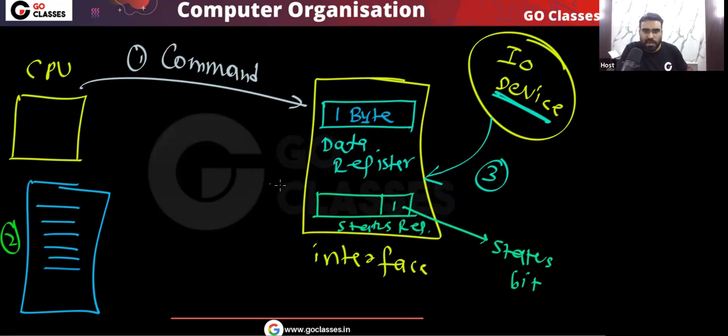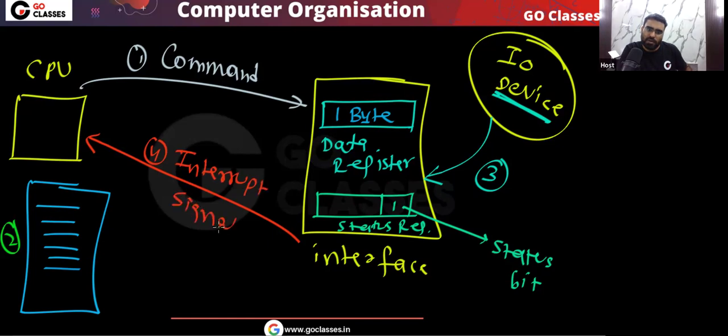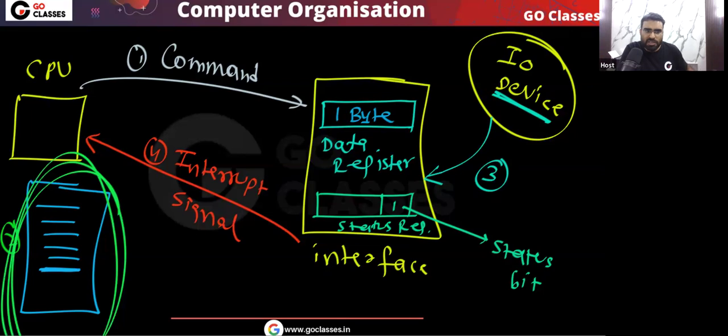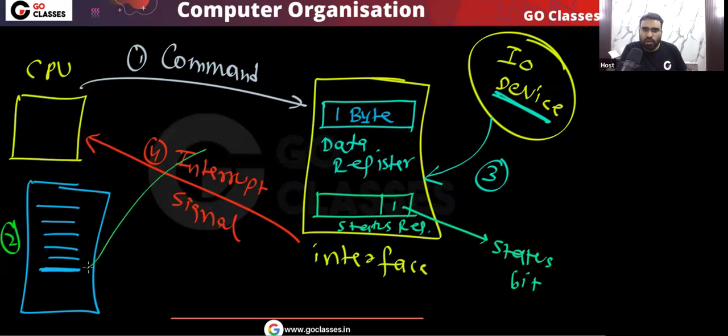Now what is the next step? The fourth step is that this interface will send an interrupt signal to the CPU. Now what will the CPU do? The CPU will execute the current instruction completely. After that, the CPU will save what it is doing, and then do a context switch.